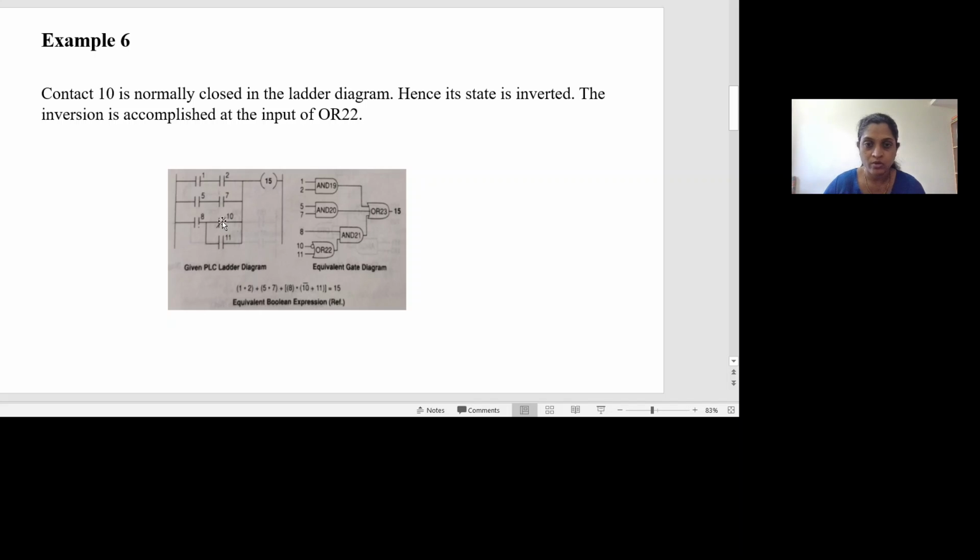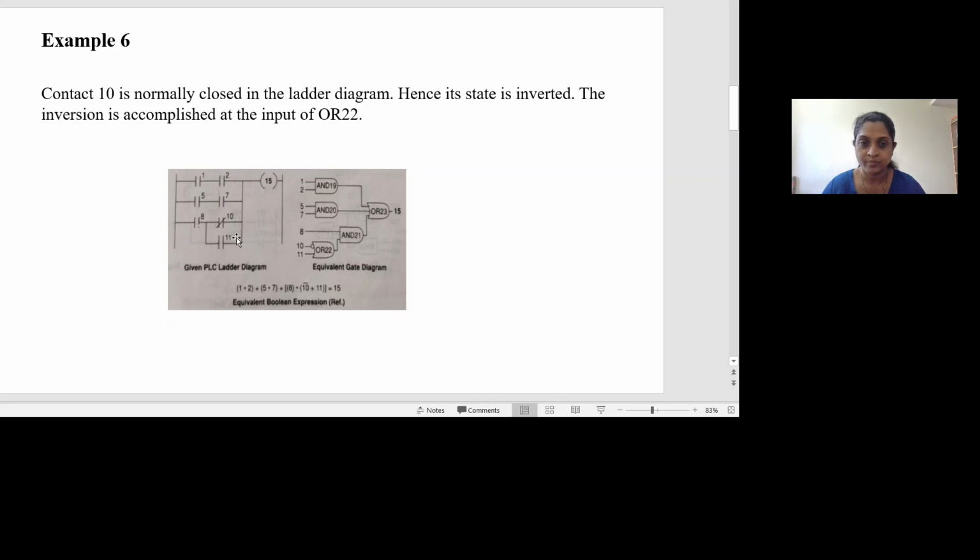So now you look at the ladder diagram here. You have 1 and 2 connected in series. Because these contacts are in series, it represents the AND gate inputs. So we have AND 19 gate, whose inputs are 1 and 2. Similarly, we have 5 and 7 contacts, they are in series. So the series combination of 5 and 7 is converted into an AND gate. So you have AND 20 whose inputs are 5 and 7.